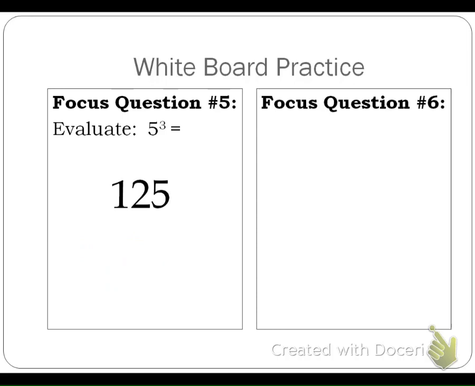These are on your paper, so you can work them out and then answer them. What's 7 to the second? Exponents of 2 are very common in mathematics. If your base is 10 or less, then you should have these memorized or be able to answer these pretty quickly. 7 to the second is the same thing as 7 times 7. What is 7 times 7? 49.